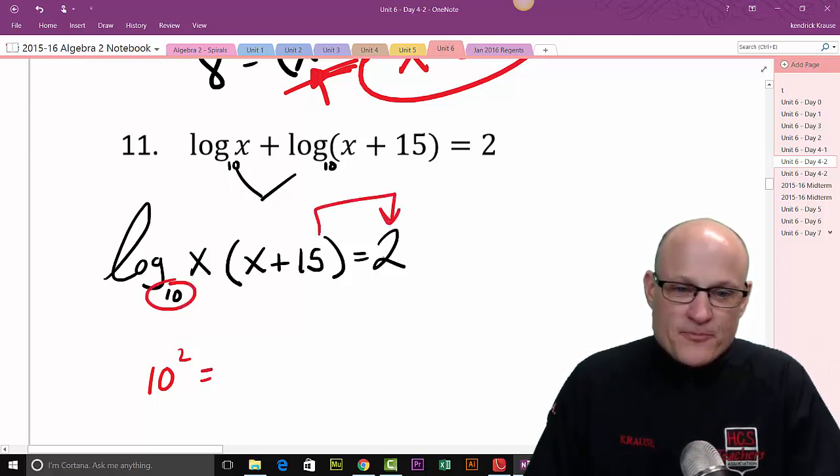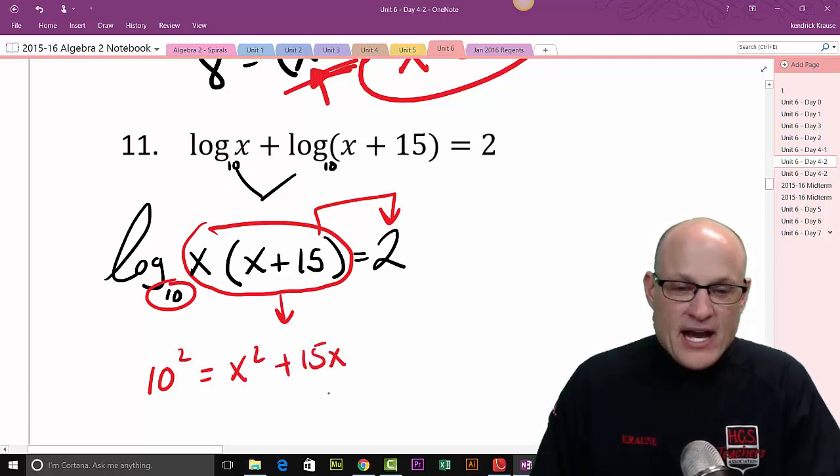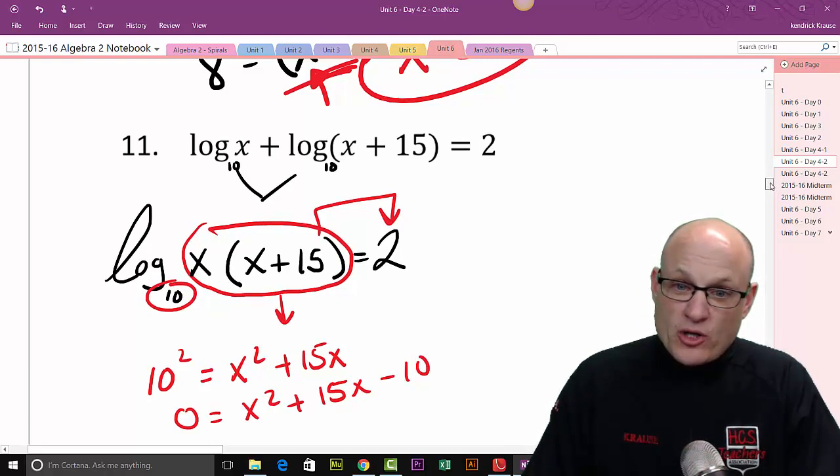So, all about the base. 10, these two switch, and then this goes to the right side, but I'm just going to distribute: x squared plus 15x. Now, I want to set it equal to 0 because it is a quadratic, and quadratics need to be solved. They feel lonely if you don't solve them. 10 squared is 100. I hope you all realize that.